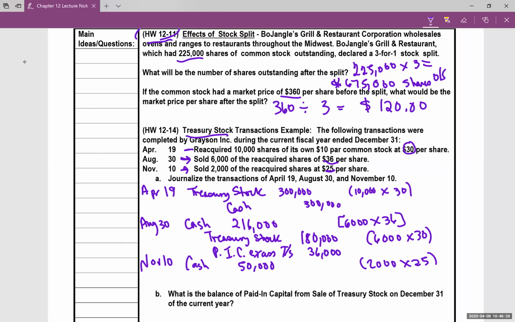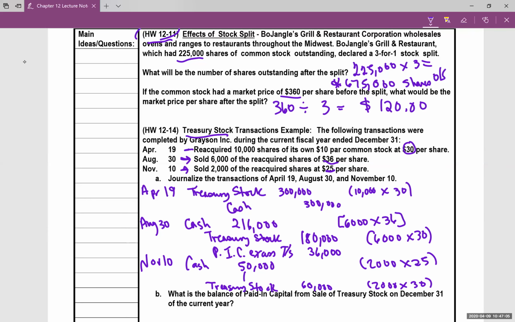Skip a line and do a credit to treasury stock. And put the amount here of 60,000. This number happens to be 2,000 times the $30. When they repurchased it, it's sitting in their stock vault at $30. So that's what they have to take it out of. That's a credit. So look at the difference here. We've got a $10,000 difference.